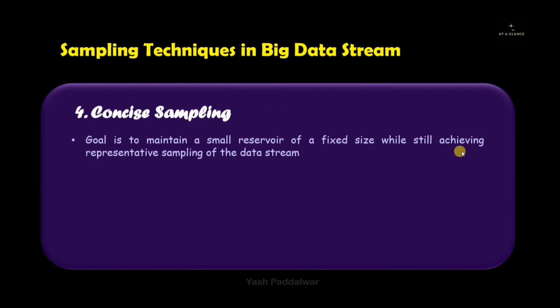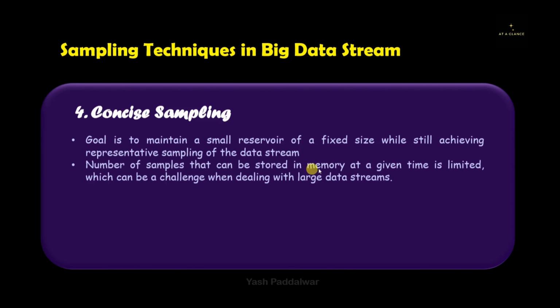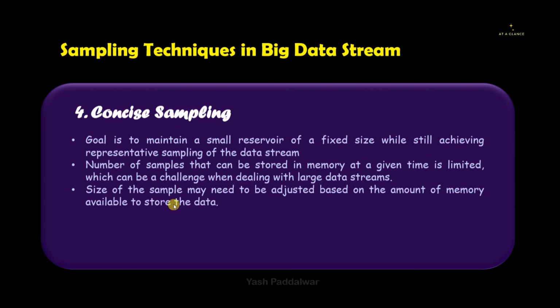Now let's have a look at the next and the last sampling technique, which is the concise sampling technique. The goal of this technique is to maintain a small reservoir of a fixed size, similar to your fixed size sampling technique, but it is still going to achieve representative sampling of the data stream, which we were not getting in the fixed size sampling technique. Here we are using the terminology of fixed size sampling, but we are not going to follow the drawback of that technique. Here we get a fixed size sample, but it is representative.